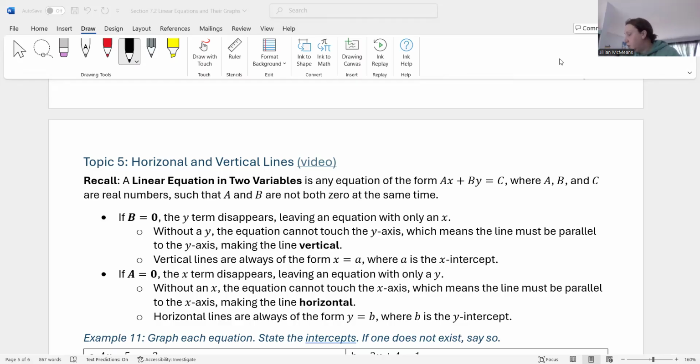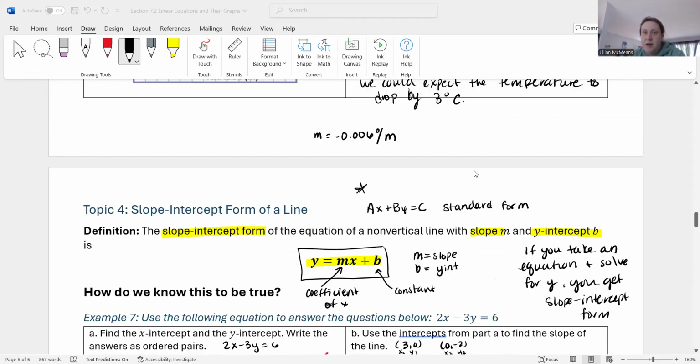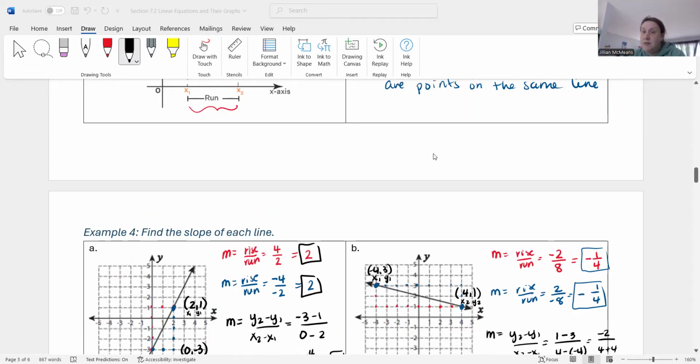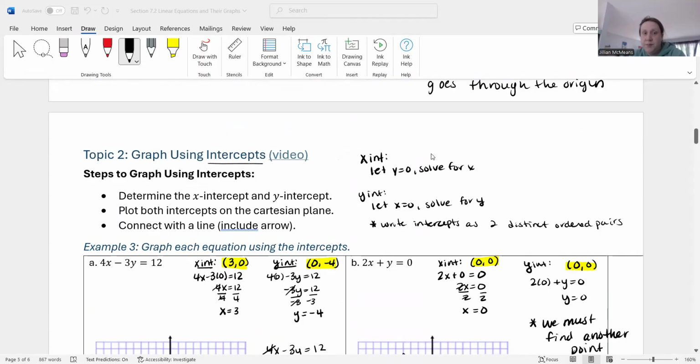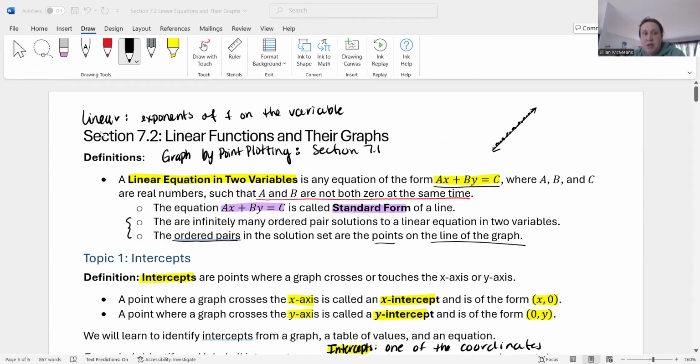For topic 5, we're going to look at horizontal and vertical lines. So you have to go all the way back to the very beginning of this worksheet. Scroll back all the way to before topic 1. At the very beginning of this worksheet, we defined what a linear equation in two variables was.